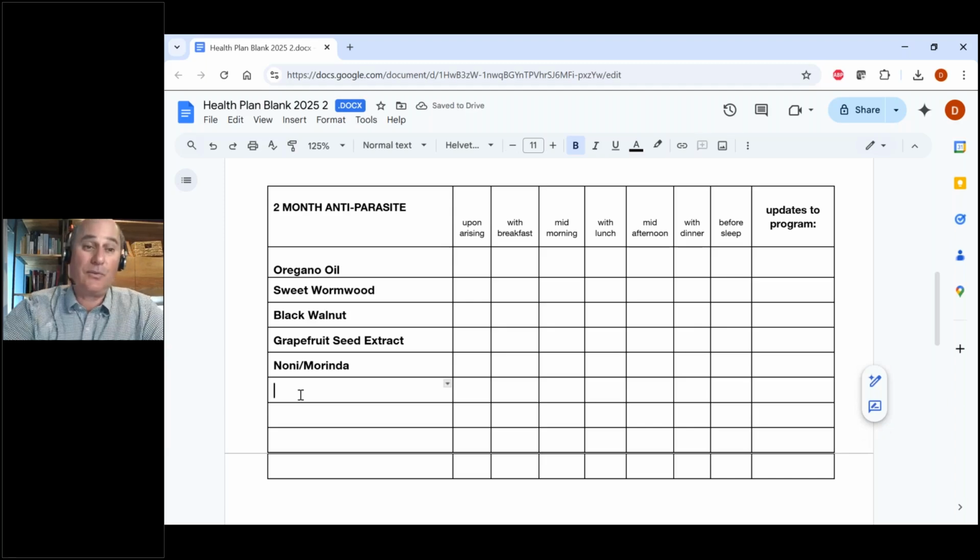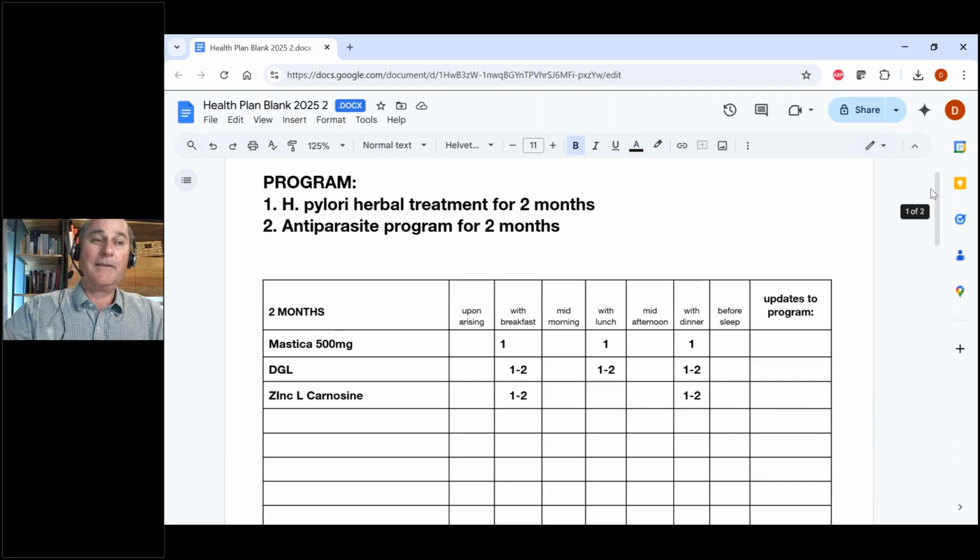You want to use 2 or 3 anti-parasitic herbs at the same time to knock this bug out. Usually they're done with meals. It's easier to remember. And someone asked a minute ago, with the H. pylori program, you're supposed to do the Mastica on an empty stomach. Yeah, you are. So Mastica and the anti-parasitic herbs are both considered better absorbed, better working on an empty stomach.